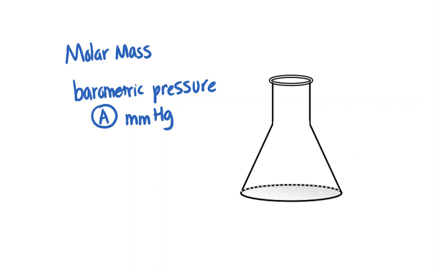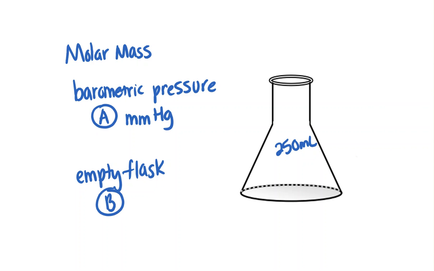We're going to use a flask that is marked 250 milliliters. And the first thing we're going to do is weigh that flask while it's empty. And the data that your instructor gave you has that number marked B, and it is in grams.